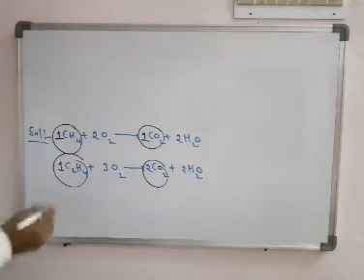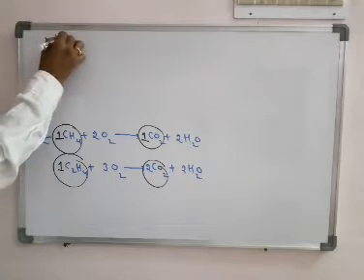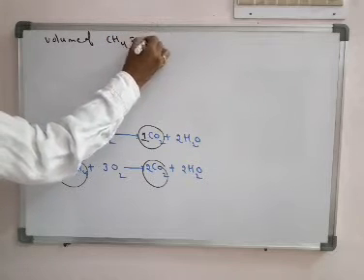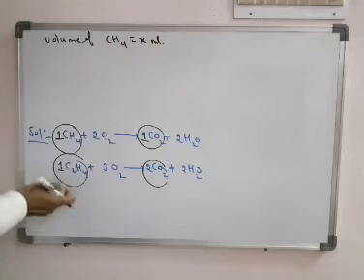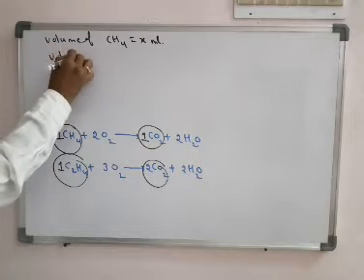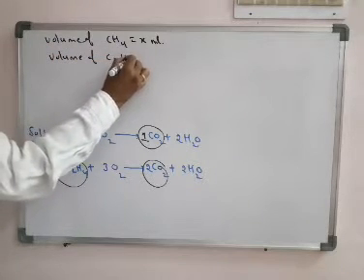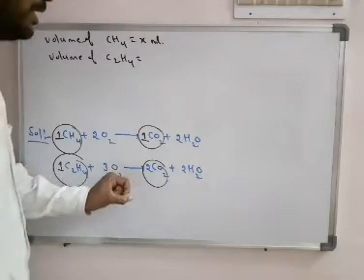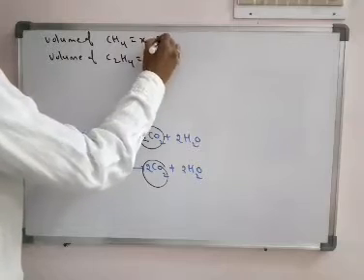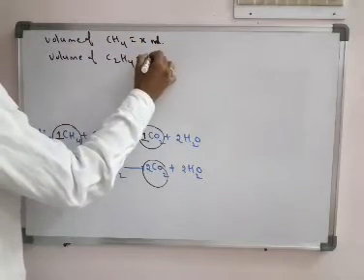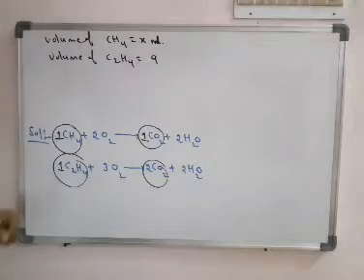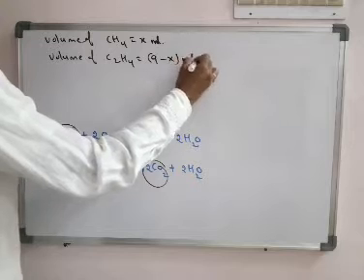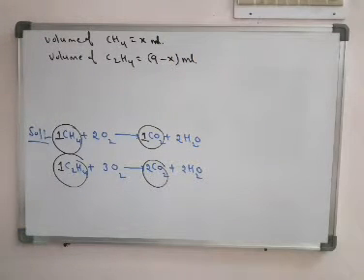Next, we are doing the exact calculation. Take the volume of methane equal to X milliliter. Then automatically, what will be the volume of ethene? The total volume of the mixture is given as 9 milliliters. So in the mixture we are taking X milliliter of methane, and now the volume of ethene is 9 minus X milliliter.